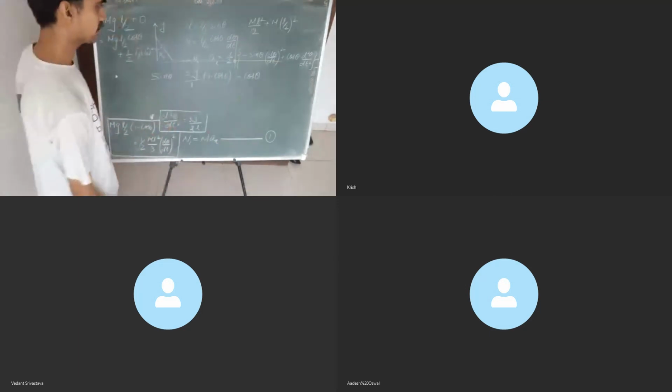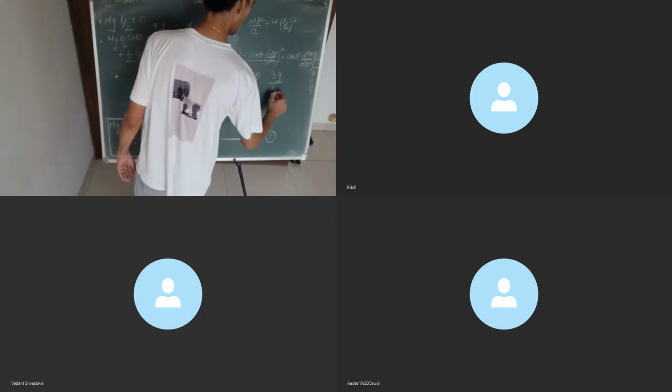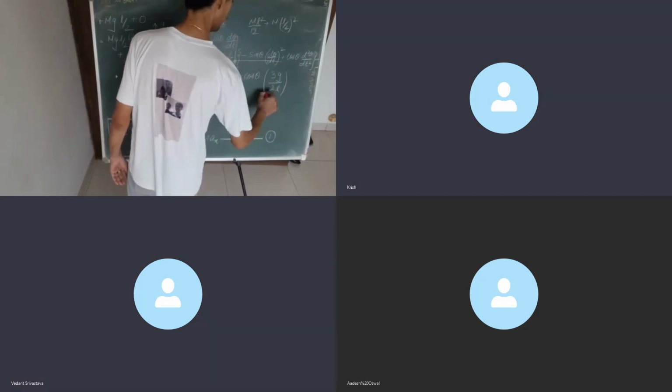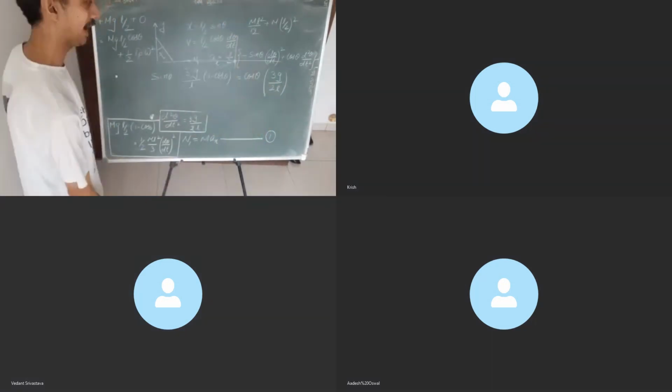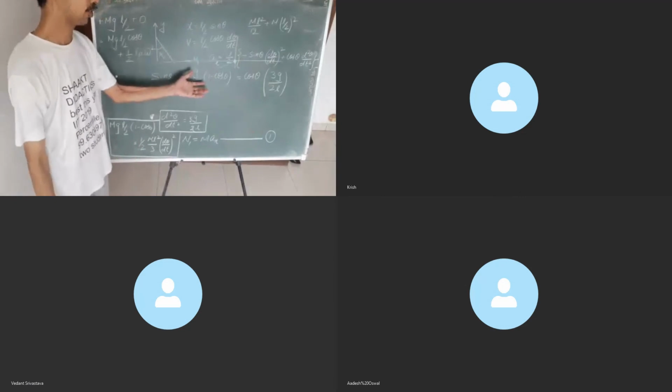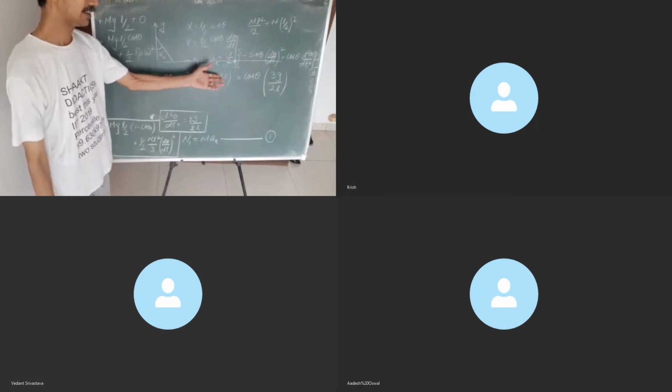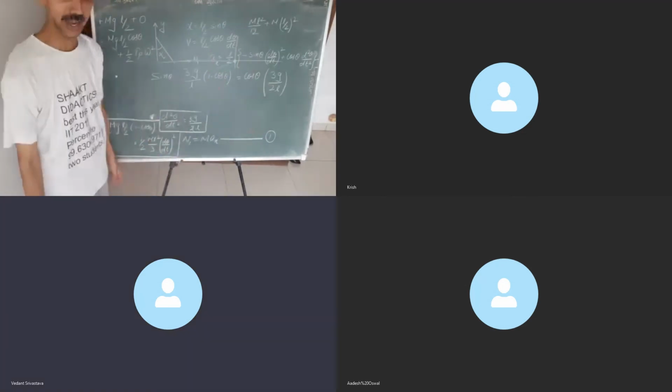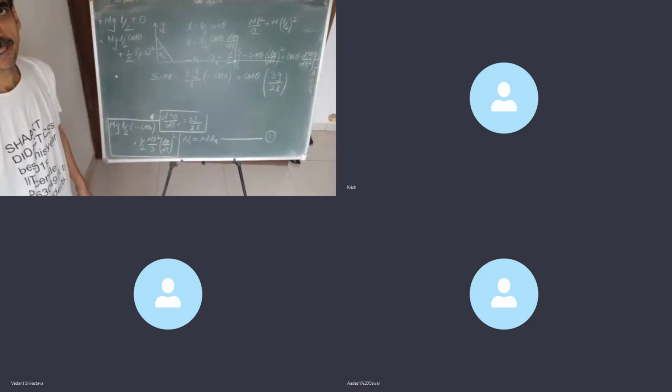Now d square theta by dt square is how much for us? 3g by twice L. Right here? x being 0. Why x being 0? Because I'm assuming that at this theta, n1 becomes 0, correct? Yes, sir.